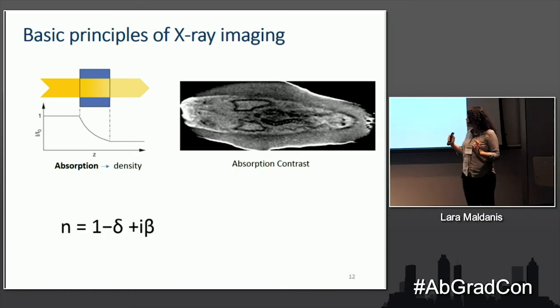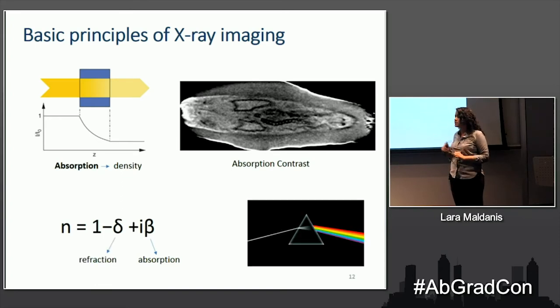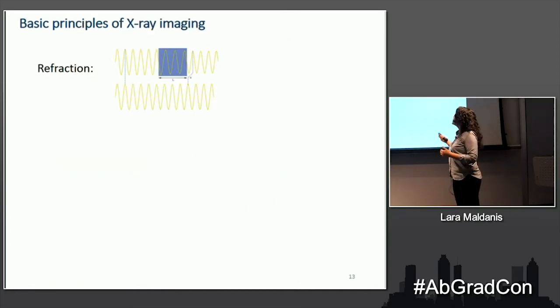But absorption is not the only thing happening when you have the X-rays interacting with your object. A lot of different things happen, and the object actually has a complex index of refraction. This part here is related to the absorption, as I said, but we also have this other part here that is related to another physical phenomenon, which is refraction. Refraction is also going on here, so we may be able to explore this for seeing more information.